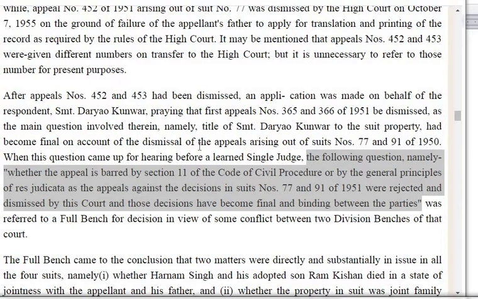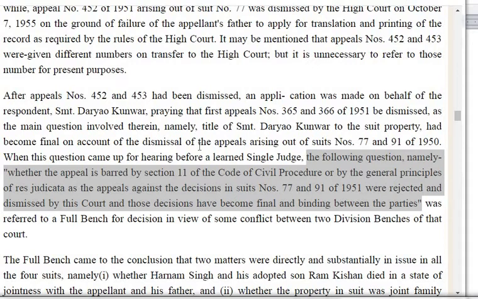Suppose there was a suit between A versus B. There are 2 suits, A versus B and A versus B, and they were consolidated and the decree is passed. So there are 2 decrees, decree 1 and decree 2. Now suppose in both the decrees A is the aggrieved party. Suppose A filed an appeal against B in decree 1 and A filed an appeal against B in decree number 2 also.